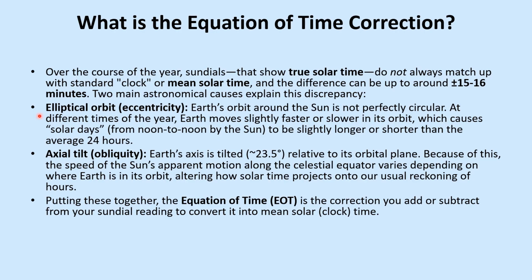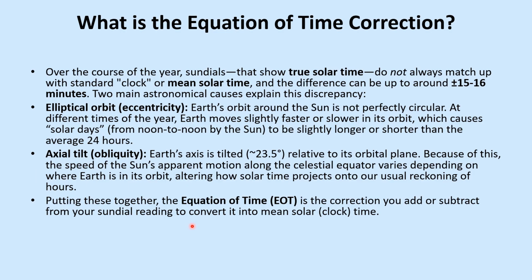And the other one has to do with the axial tilt. That's why we get our seasons. Earth's axis is tilted at 23.5 degrees relative to the orbital plane. Because of this, the speed of the sun's apparent motion along the celestial equator varies depending on where the Earth is in its orbit, altering how solar time projects onto your usual reckoning of hours. So we've got the two effects: the eccentricity of the orbit and the axial tilt. And from that we get what's called the equation of time.